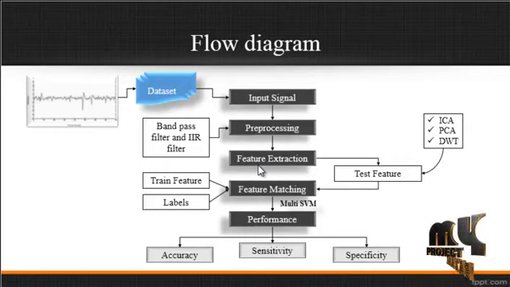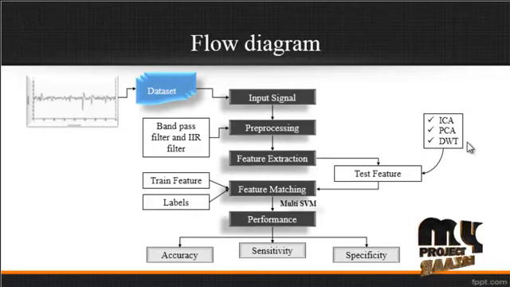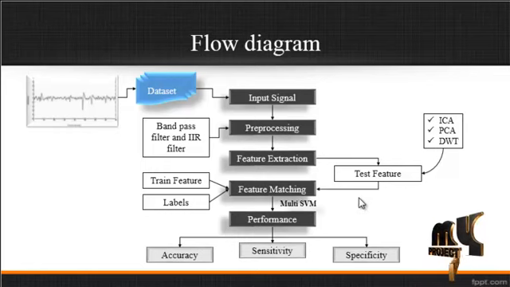In this feature extraction, we can generate the test feature with the help of three algorithms: ICA, PCA and DWT. By using these three algorithms, we are able to extract the test feature from the signal. After extracting the test feature, the feature matching will be done.